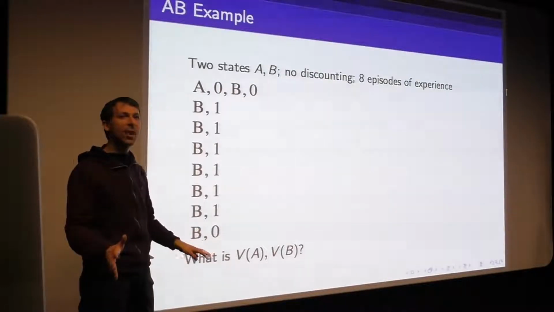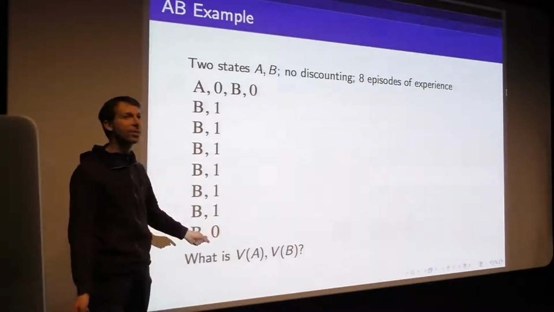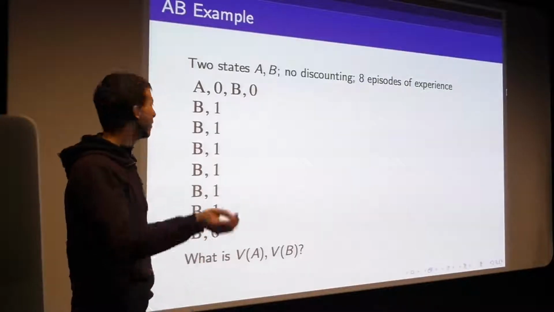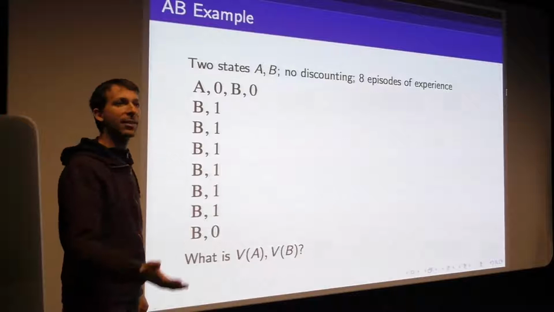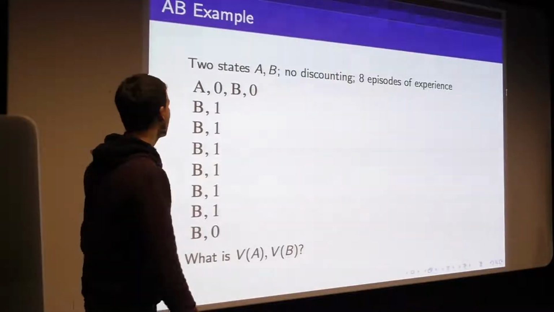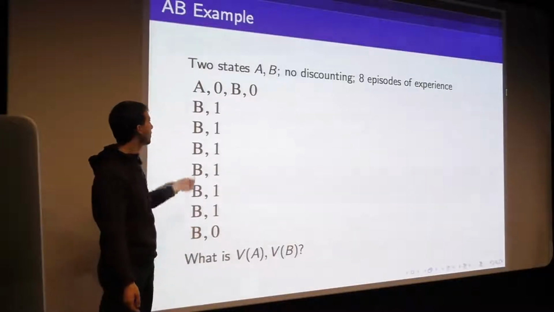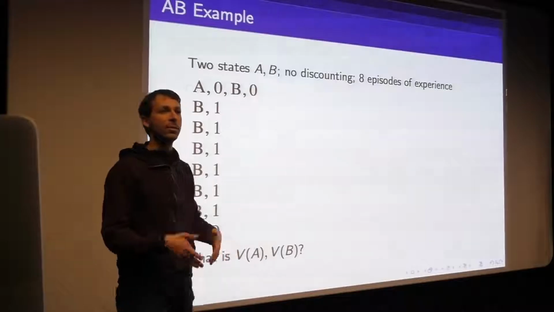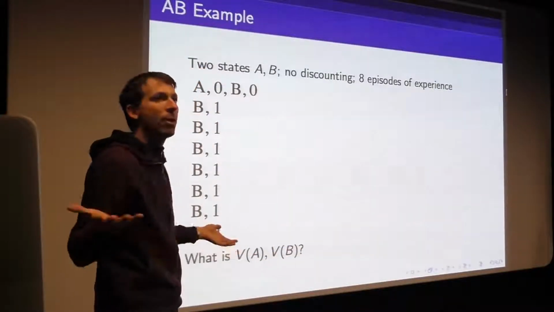So the question is for you, what's the value function? Any suggestions? What's the value of A and B? Let's do the easy one first of all. What's the value of B? We've got 8 episodes starting from B. 6 of them got a value of 1. 2 of them got a value of 0, so I think everyone would agree the value is 6/8 or 0.75.